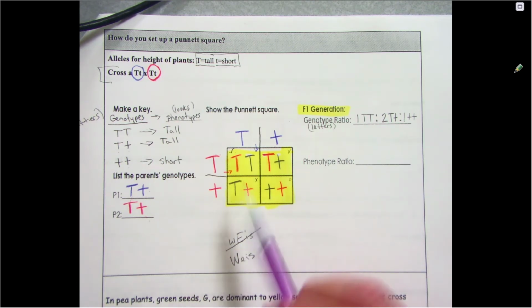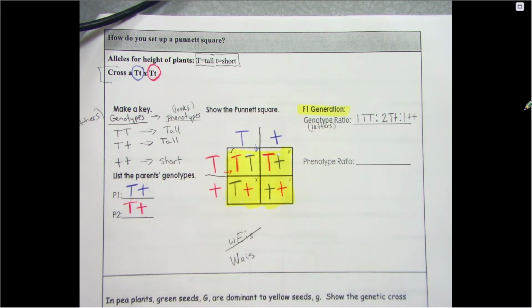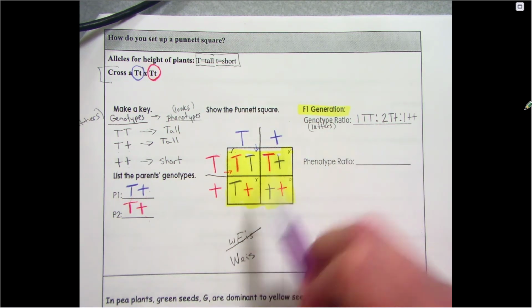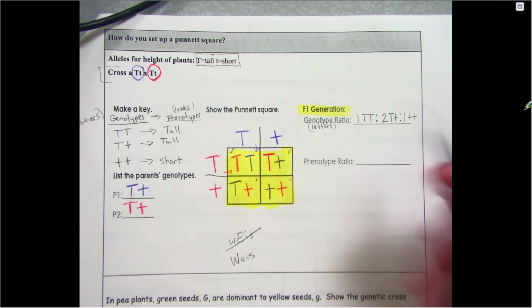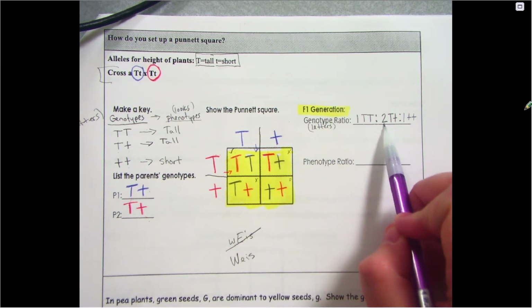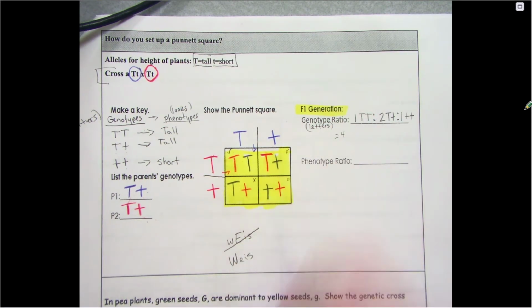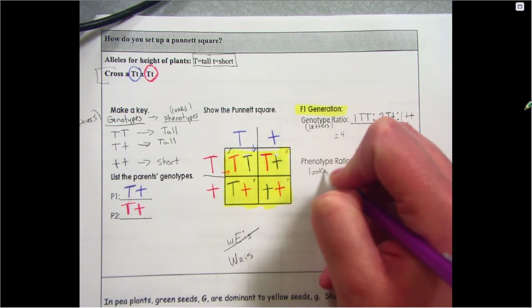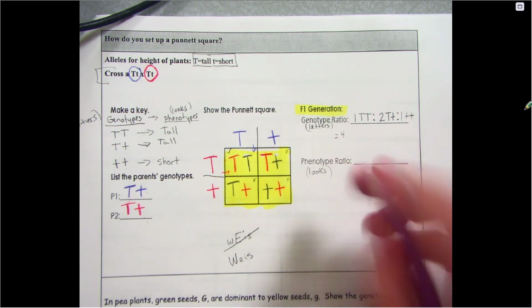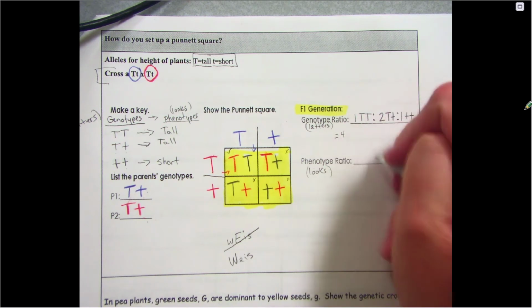You don't have to do these little check marks like I did. They're just my reminder, so I can look back and say, okay, I identified each box, they are accounted for. You can also see 1 plus 2 plus 1 equals 4, because I have 4 boxes. The next is going to be phenotype ratio. Phenotype is what it looks like. We already figured out what they look like. They're either going to be tall or short. So I'm going to write that here.